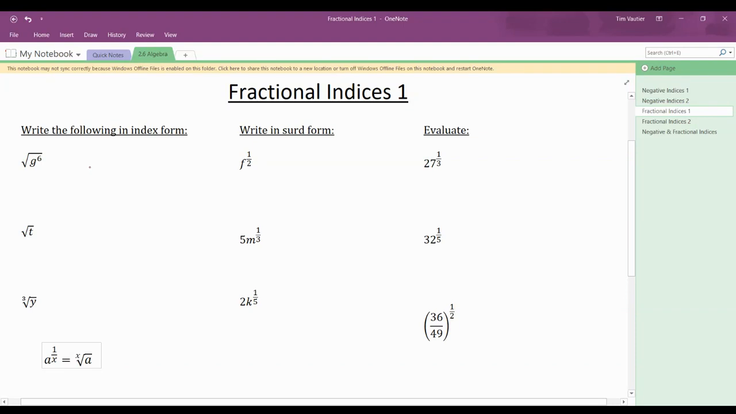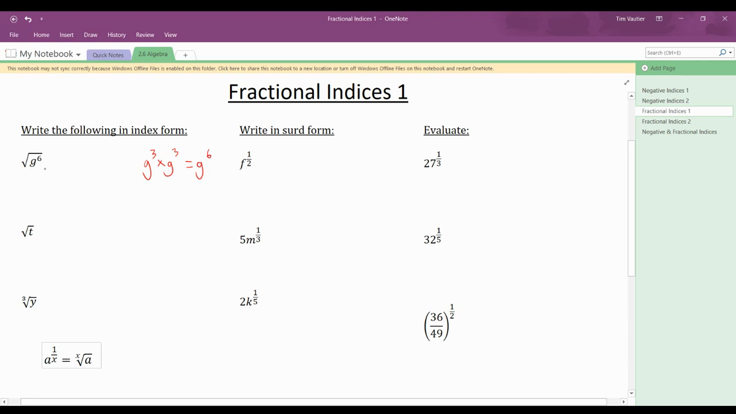So in this video, we're going to look at some fractional powers, and we're going to start off by looking at this question here, the square root of g to the power of 6. And so we're finding the term that multiplies by itself to give g to the power of 6. And g to the power of 3 times g to the power of 3 is what is going to work to multiply to g to the power of 6, because remember, powers add when we multiply letters that are the same.